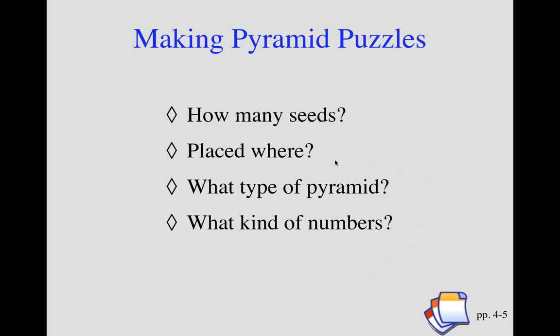So how many seeds do we start with? Where do we place them? So let's say we decide, like in the puzzles I gave you, I used 4 seeds for the 4-row puzzles. But where should they be placed? Does it make a difference? Like if you put them all on the bottom, or if you distribute them in various other places? And then depending on what you start with, what kind of pyramid do you get? Is it undetermined? Is it impossible? Or is it automatic?